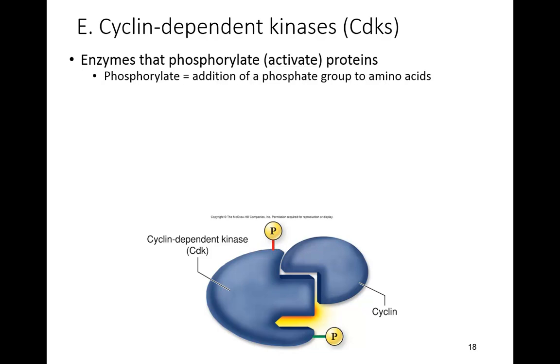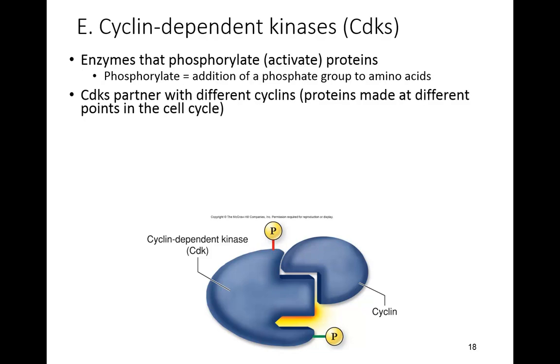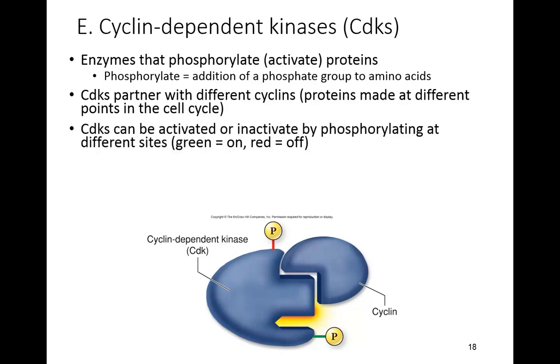So you have these proteins called cyclin-dependent kinases, and these are enzymes that phosphorylate, or activate, proteins. Phosphorylation is the process of adding a phosphate group, or an energy molecule, to a different part of the amino acid or a protein. Okay, so we abbreviate these as CDKs, and they partner with these other proteins called cyclins. Cyclins are made at different points of the cell cycle, and they regulate the different phases.